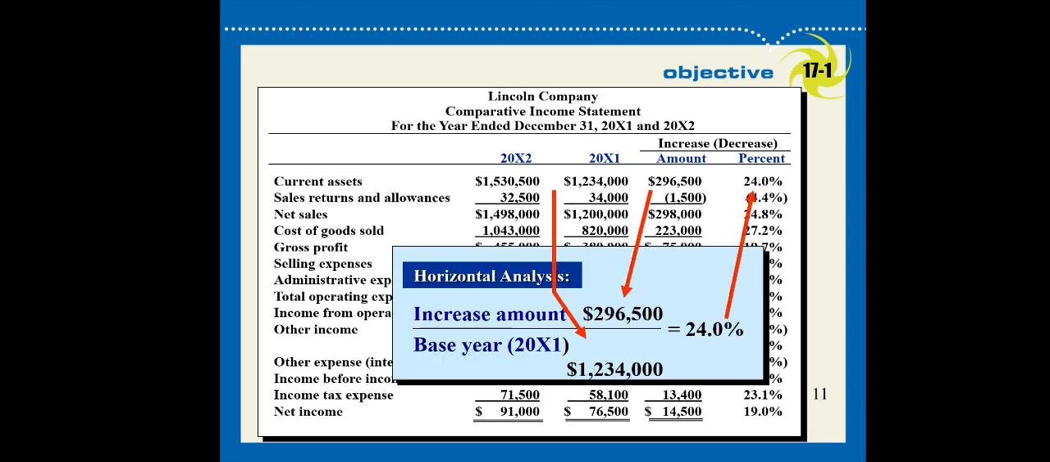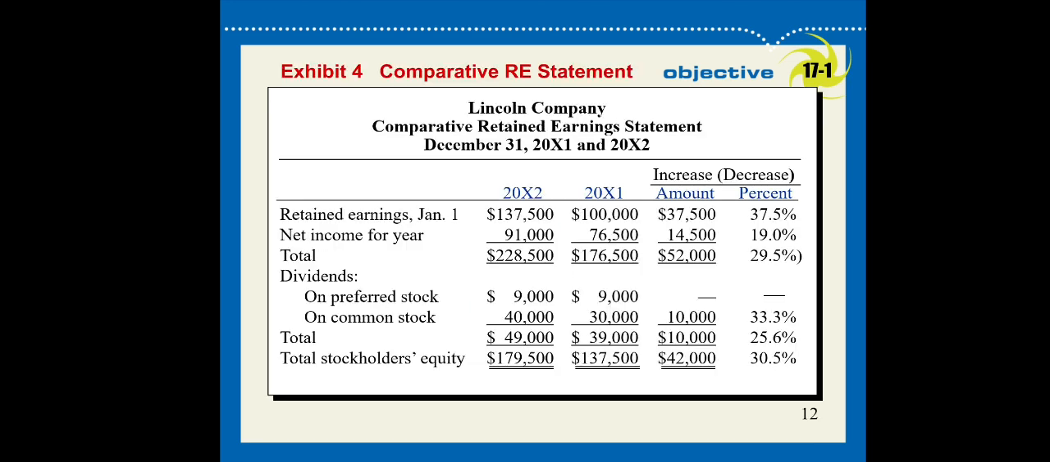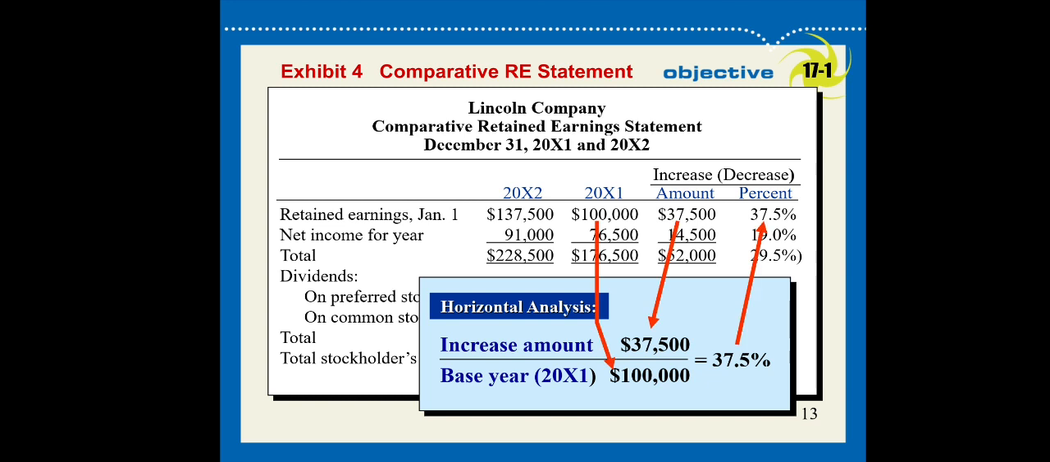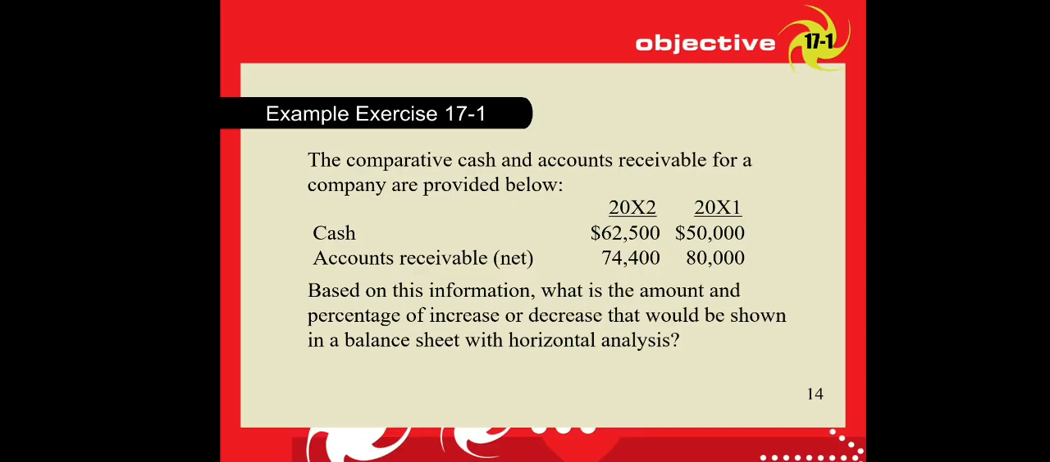Okay, this is the way to prepare column numbers 4 and 5. You calculate the difference and you calculate the percentages. Okay, so focus on how to do the horizontal analysis on the income statement and balance sheet only. So that is an example.